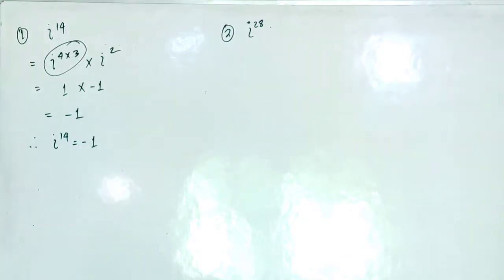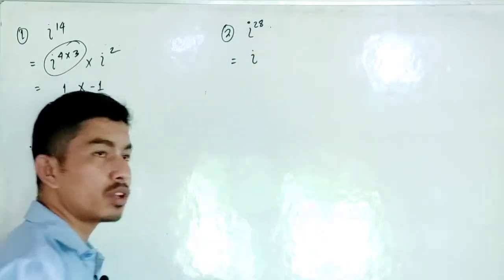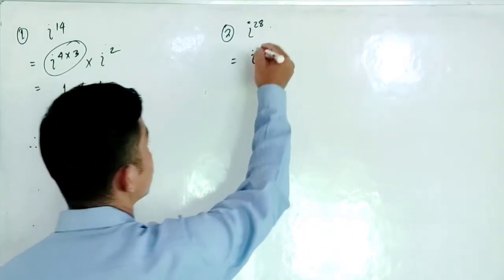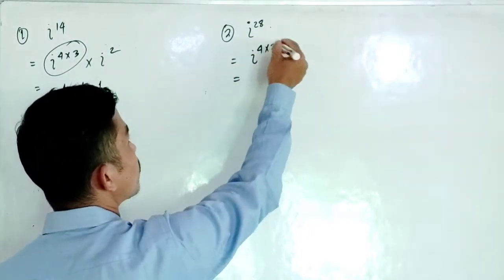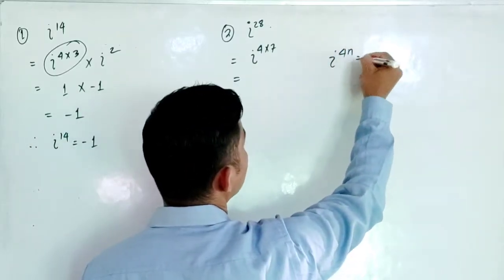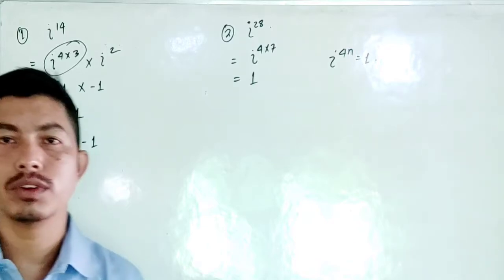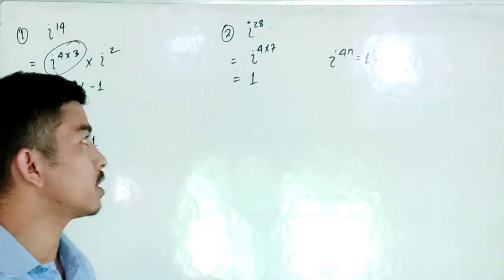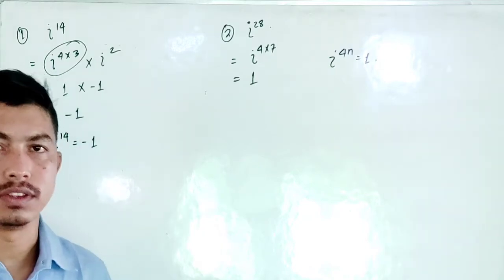Let us take another example. This will be i to the power 28. Now 4 times how much is 28? 4 times 7 is directly 28, so this is a multiple of 4. From the expression i to the power 4n equals 1, I can directly write this value as 1. This is how we simplify questions related to the imaginary number, that is, i to the power of some integers.